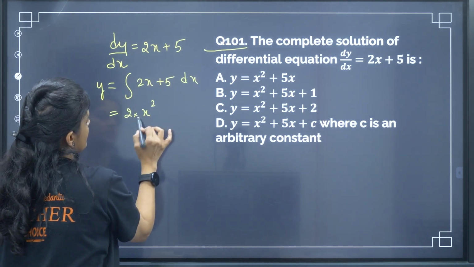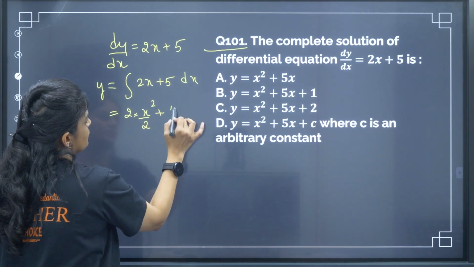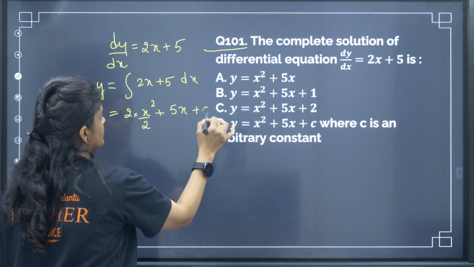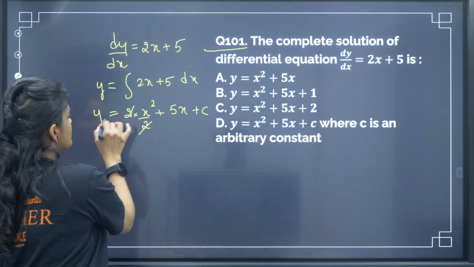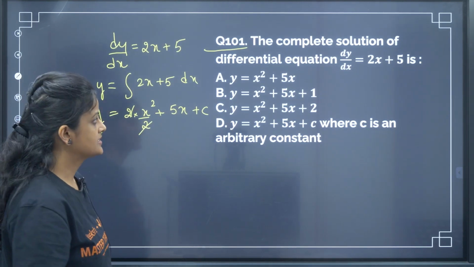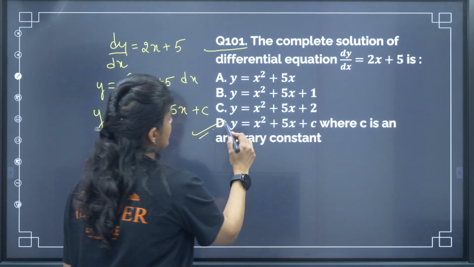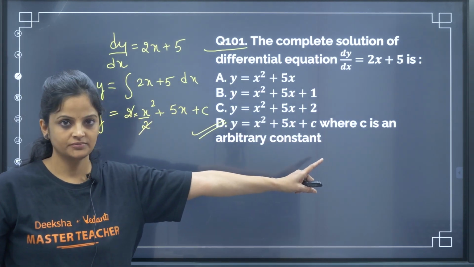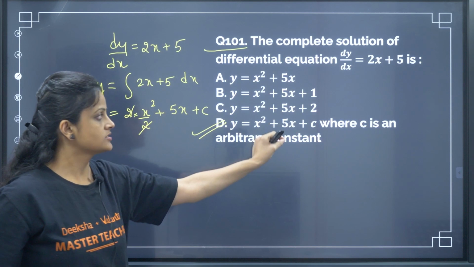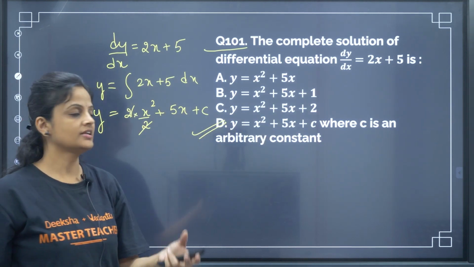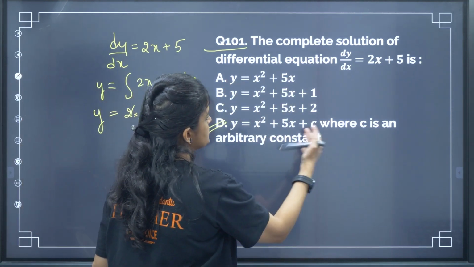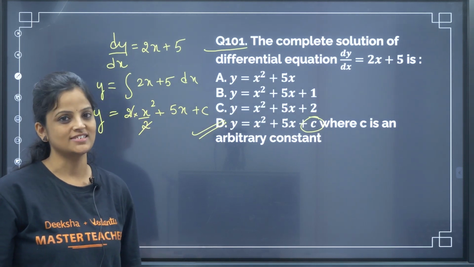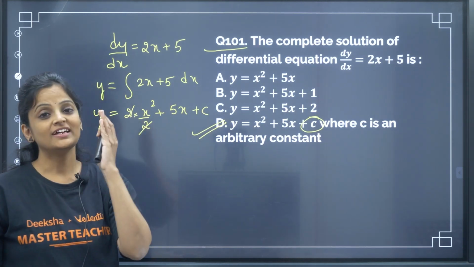So I have x square by 2, integration of this will be 5x, and I can put the constant c. Y is equal to x square plus 5x plus c is the curve we are getting, that is there in option D. I hope everyone has solved this. See, only the constant differs, and generally it has to be c. If you see the options, it has to be an arbitrary constant always, so go with option C. Sorry, option D.